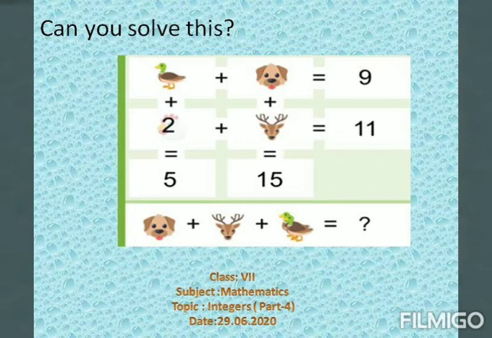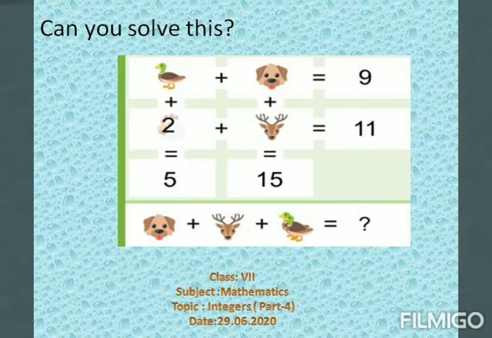By using this, we have to find the total of a dog plus a deer plus 2 ducks equal to what? We are going to find the total value of a dog plus a deer plus 2 ducks. What is the answer? So this is your question. Now let us find the solution of this puzzle.